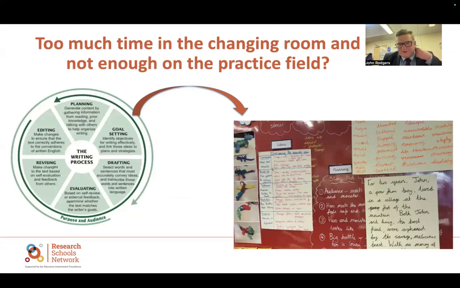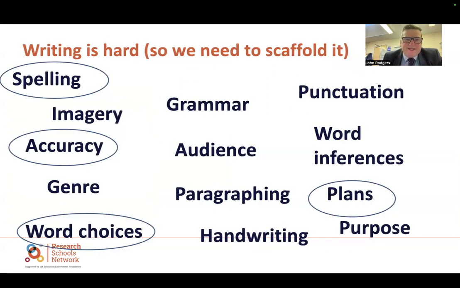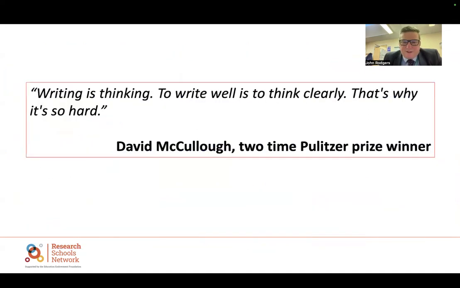So again, this is making the point about the balance between doing it and actually getting on with writing, how much curriculum time we spend on these things. So some of these things, hopefully you can see that we definitely need to scaffold. We talked a little bit about planning. We're going to move on to spelling in a second.